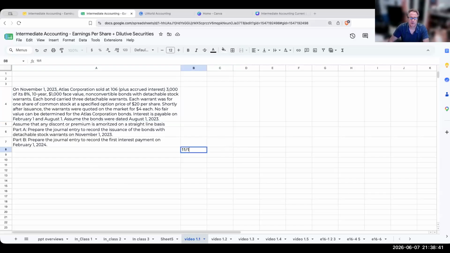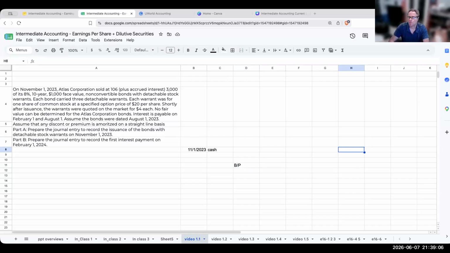One of the things I also want to remember is that when we look at a basic bond problem, when we're issuing a bond, we're going to be receiving cash, and we're also going to be crediting bonds payable. Whenever we credit bonds payable, it is always going to be for the face value of the bond. So let's figure out what the face value of the bond is.